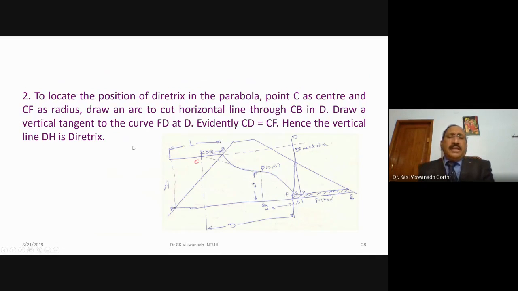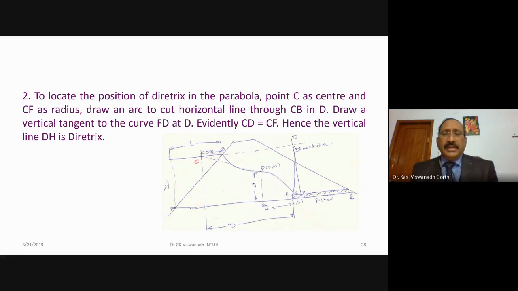To locate the position of the directrix of the parabola, with point C as center and CF as the radius, draw an arc to cut the horizontal line through CB at D. So we are now looking at the position of the directrix. Point C is the center and CF is the radius. Draw a curve, and this curve cuts the extended line of CB at point D.